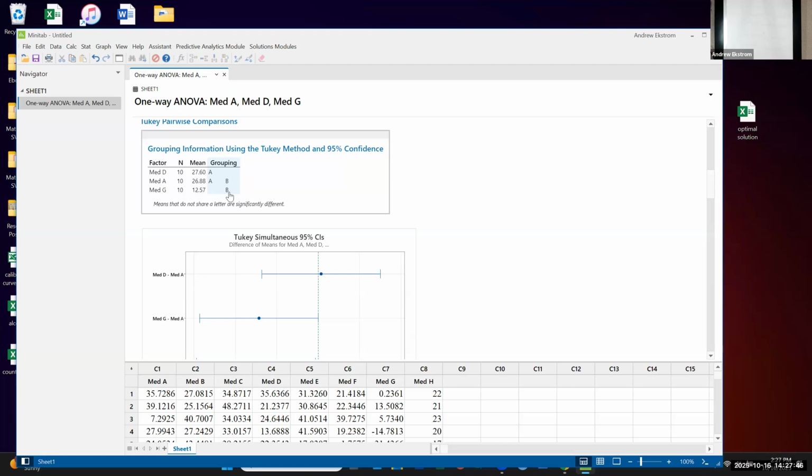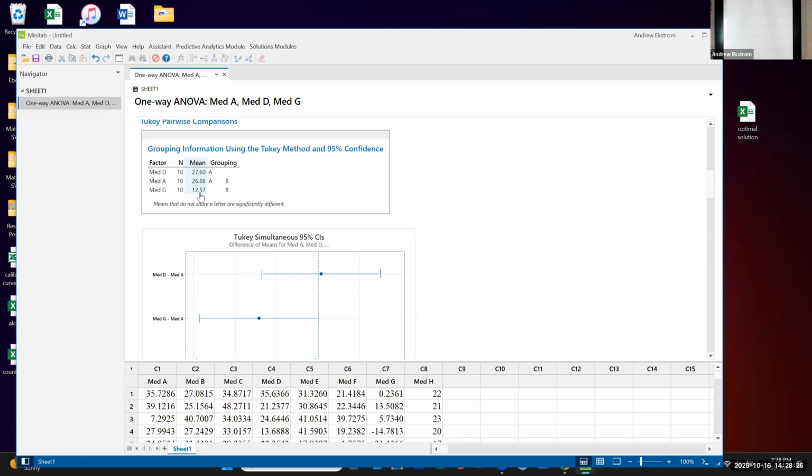So this is trying to tell us essentially, if we're trying to figure out, say, what is the best medication, and we're looking at, say, what is the largest value here? Well, you can see that the mean for group D and group A, 27.6, and then 26.88, so 26.9. Those are both in the same group. We can't tell them apart at this point. But we can say medication G just isn't cutting it. We can get rid of it.